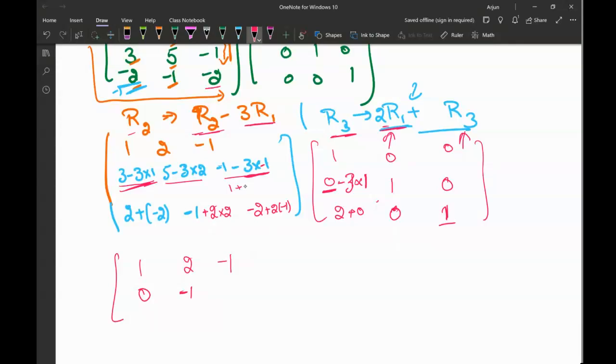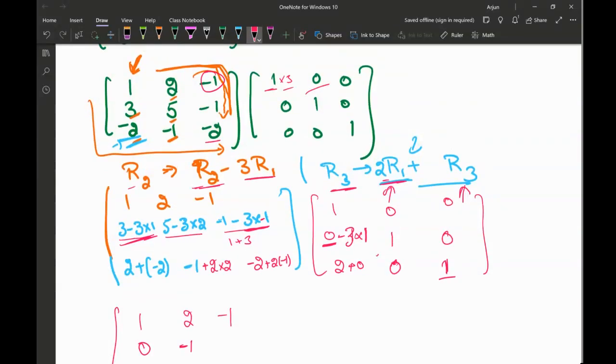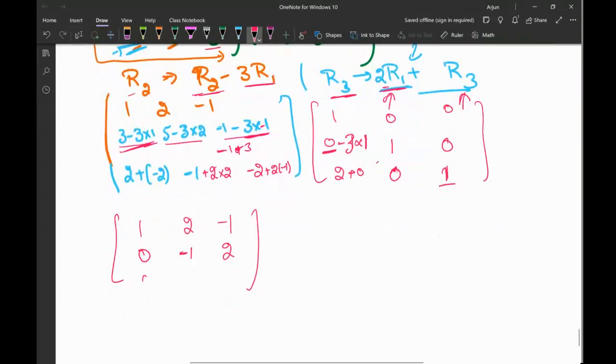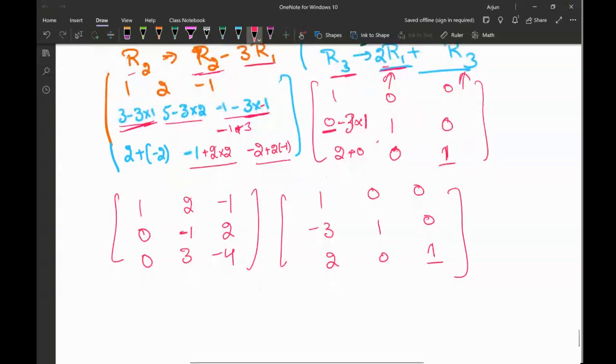So minus 1 plus 3, because this was a negative 1 here, that's going to become minus 1 plus 3, which is 2. All right, and down here it will become 0, and this is going to become 3, and this is going to become minus 4. All right, so we've done the first step. It was a long step. Minus 3 1 0 2 0 1. We got to this point.